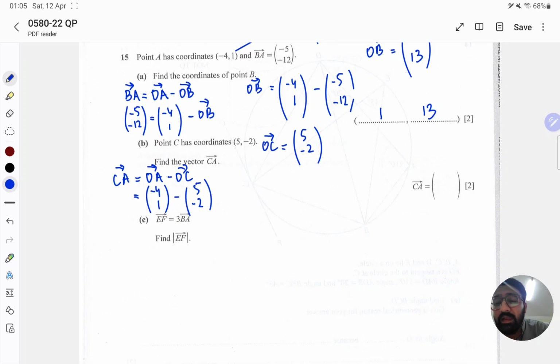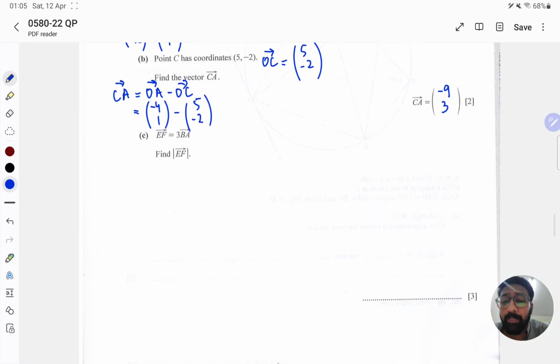So we simplify it as x coordinate with x and y coordinate with y. So -4 minus 5 is -9. 1 minus -2 is 3. So -9 and 3 is the vector CA.